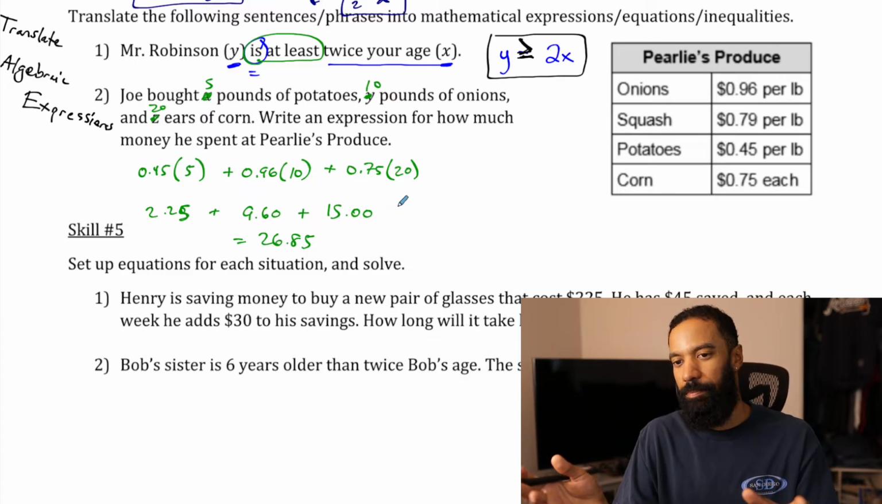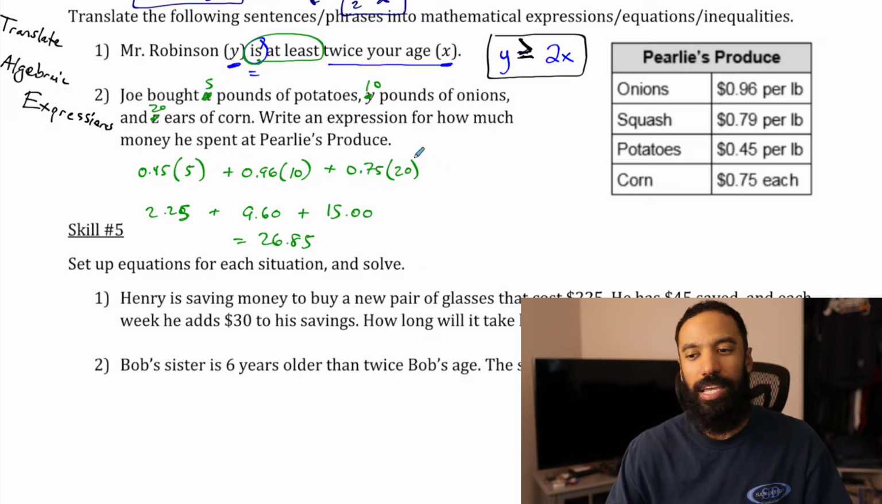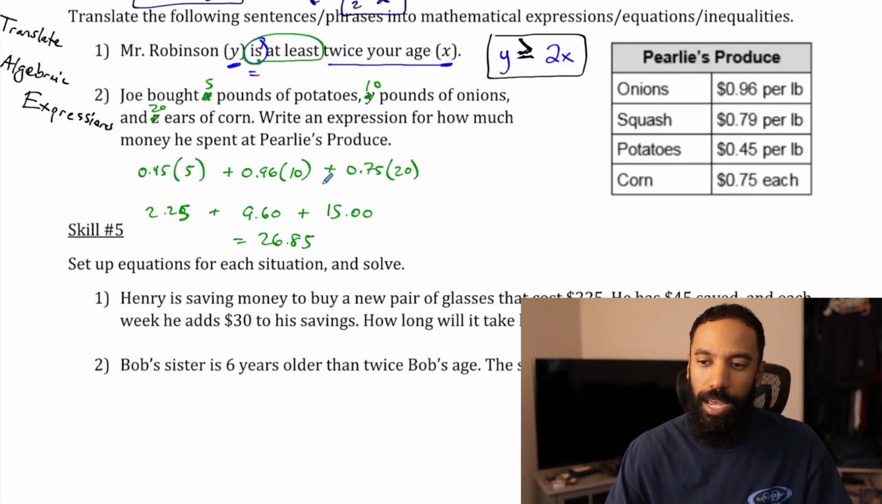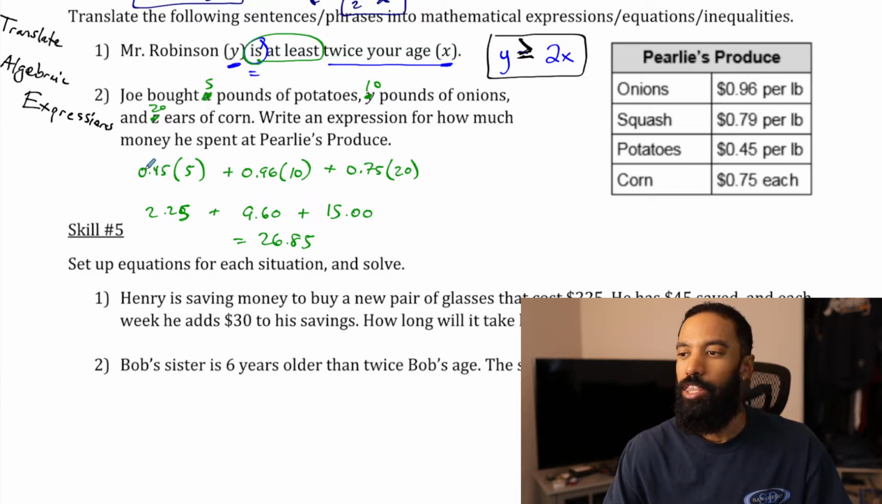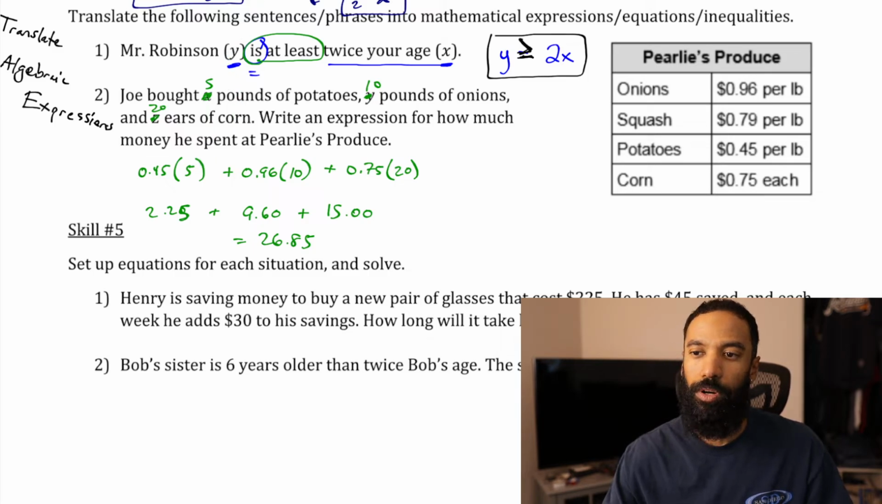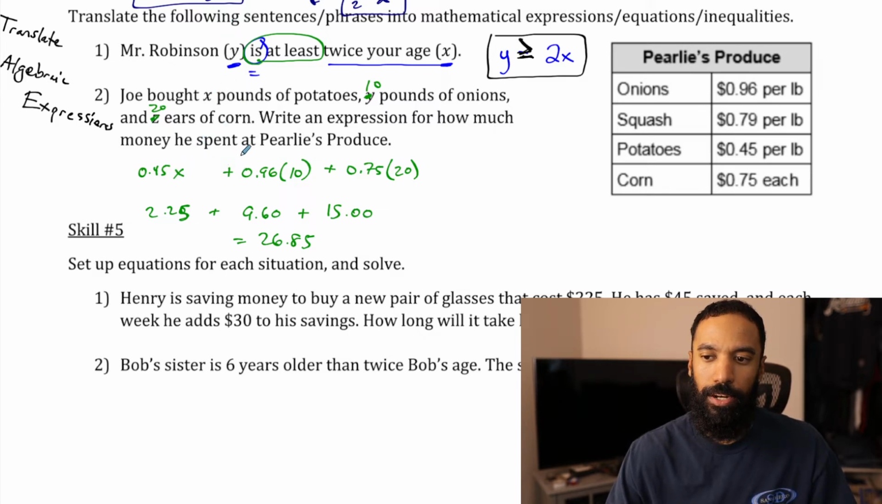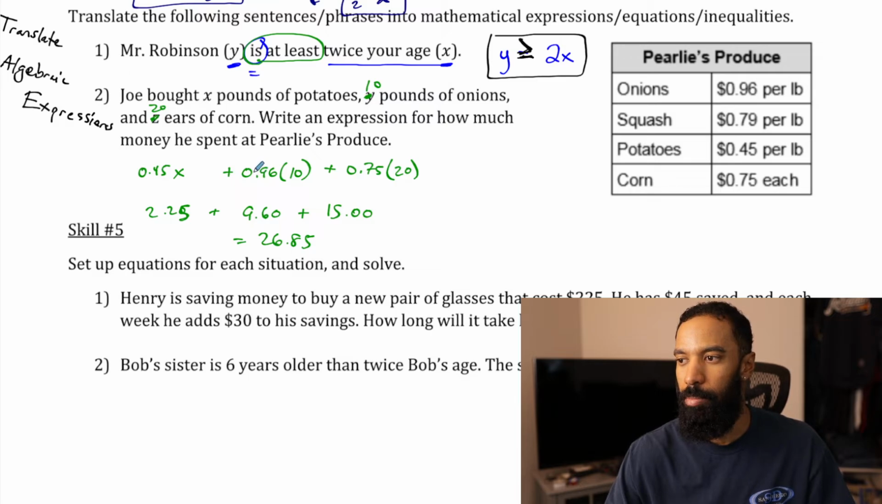What I did here was I used real numbers. I didn't care what the numbers were. But what I did here was I showed you how this expression will be laid out. You are going to multiply the price per pound of potatoes by the number of pounds of potatoes that you bought. We don't know how many pounds he bought. We called it x. You're going to take 0.45 and multiply it by x. Then you're going to take the amount that he spent per pound of onions, 96 cents, and multiply by the y pounds of onions that he bought.